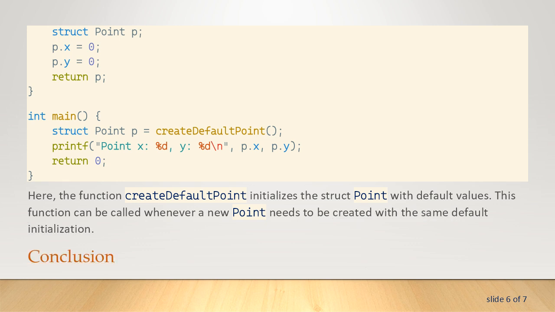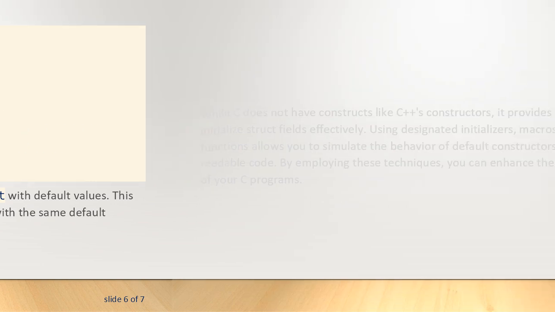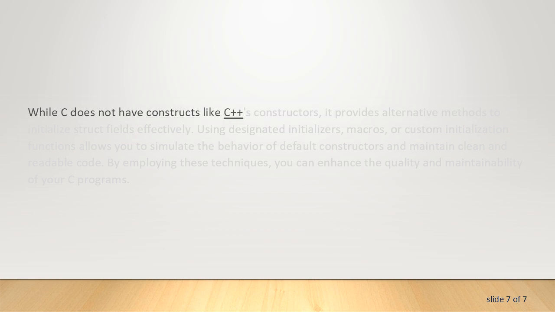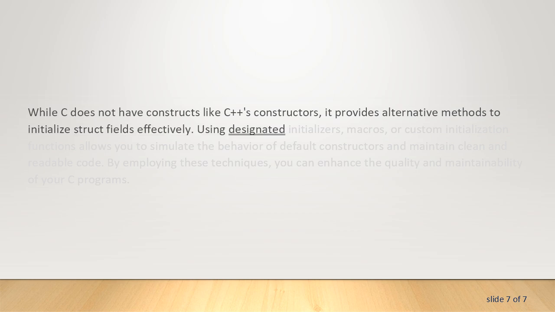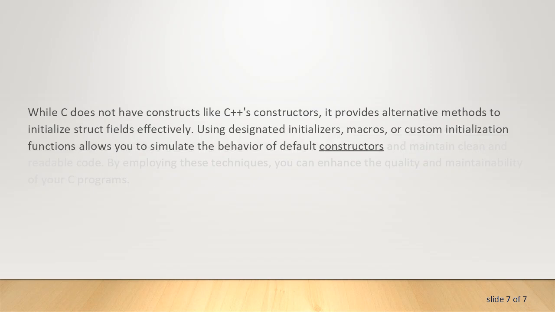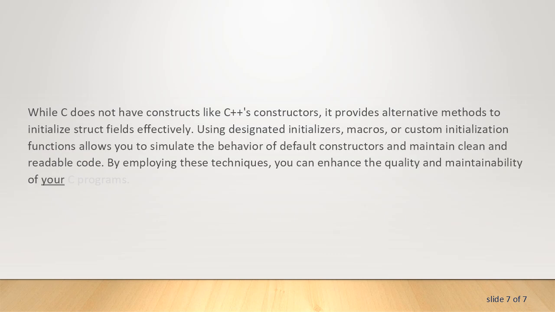Conclusion. While C does not have constructs like C++'s constructors, it provides alternative methods to initialize struct fields effectively. Using designated initializers, macros, or custom initialization functions allows you to simulate the behavior of default constructors and maintain clean and readable code. By employing these techniques, you can enhance the quality and maintainability of your C programs.